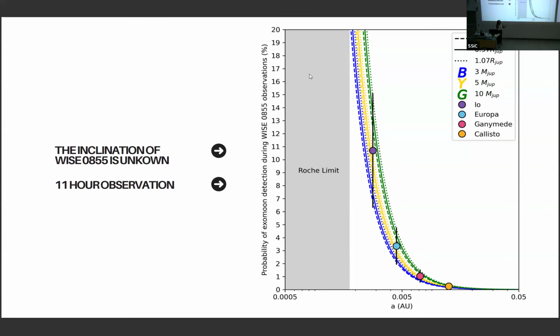So this is the probability that we would have caught a transit as a function of separation. And so this is taking two things into account. One, that the inclination of WISO 855 is unknown.